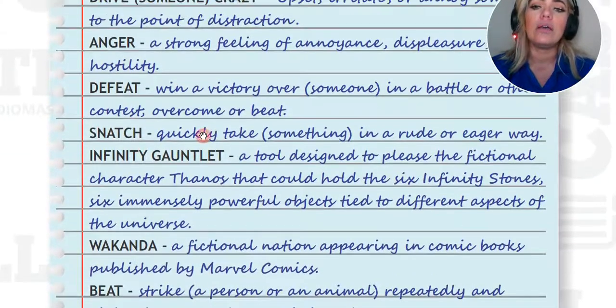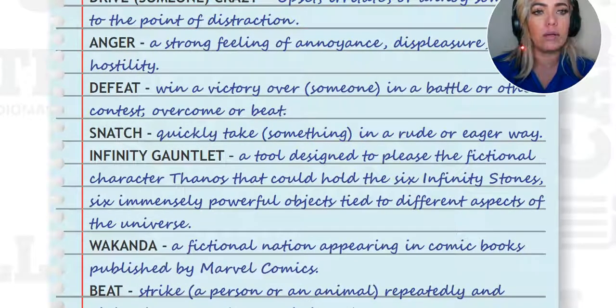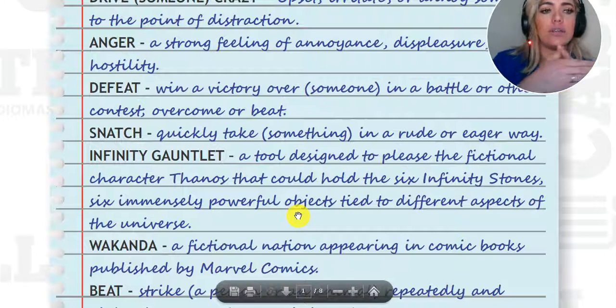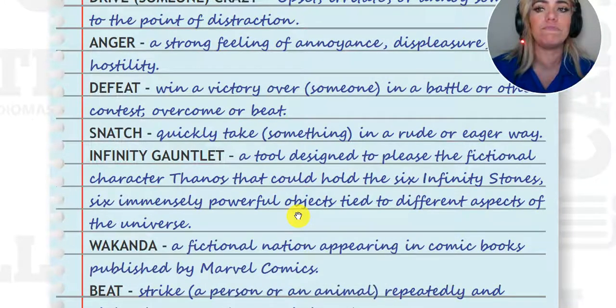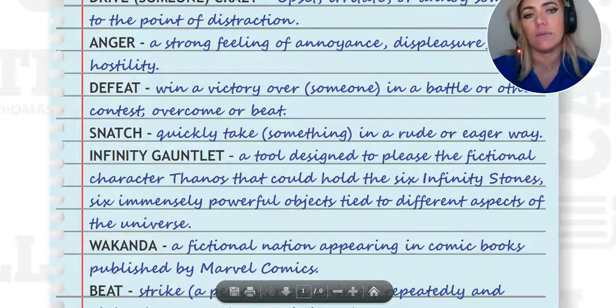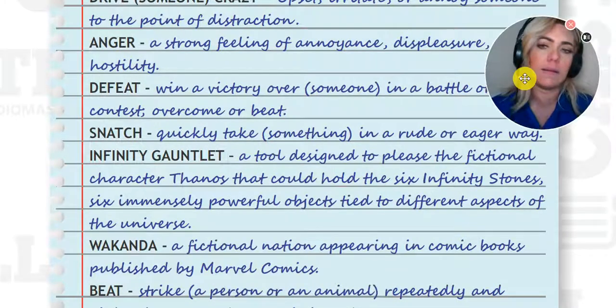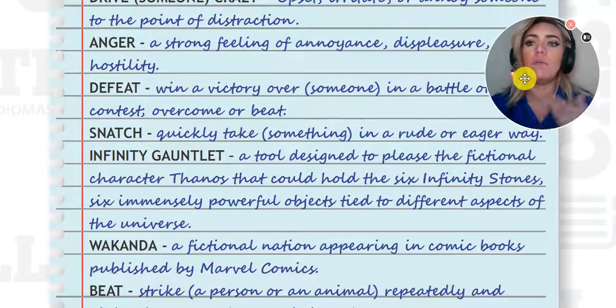Snatch. Quickly take something in a rude or eager way. So snatch. It's an example. Let's say that. Do you remember when Tony Stark was talking about the Avengers? If you didn't watch, it's okay, but just try to picture the scene.